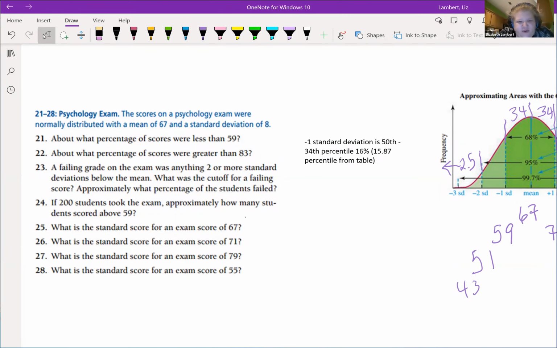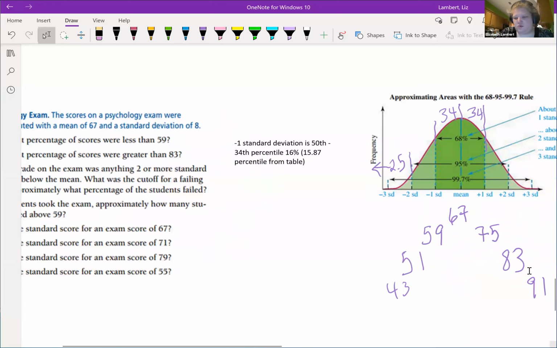Okay, so a failing grade on the exam was anything 2 or more standard deviations below the mean. What was the cutoff for a failing score? And approximately what percentage of the students failed? So the greater than 83, there are 2.5% above that. So it's the 97.5th percentile.